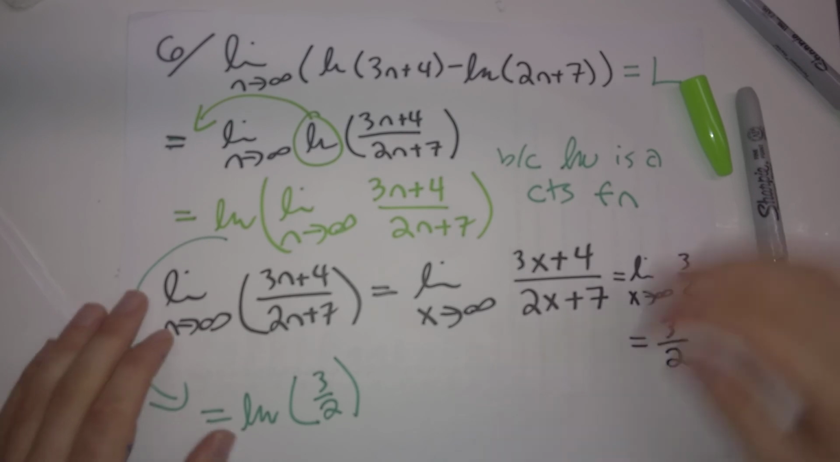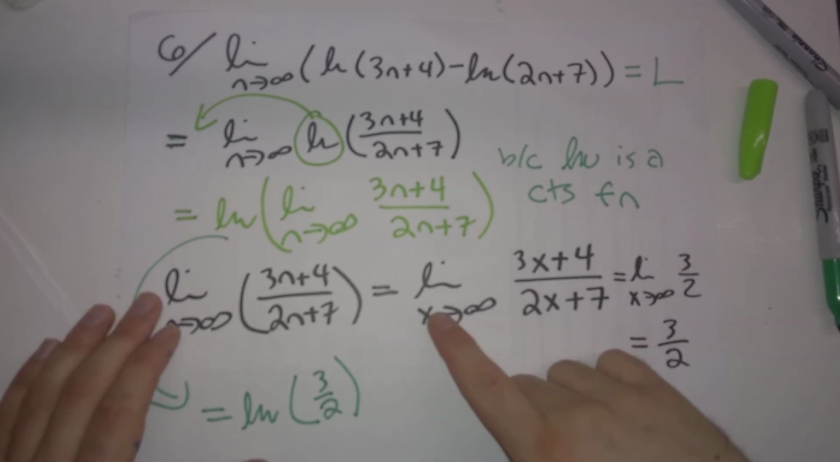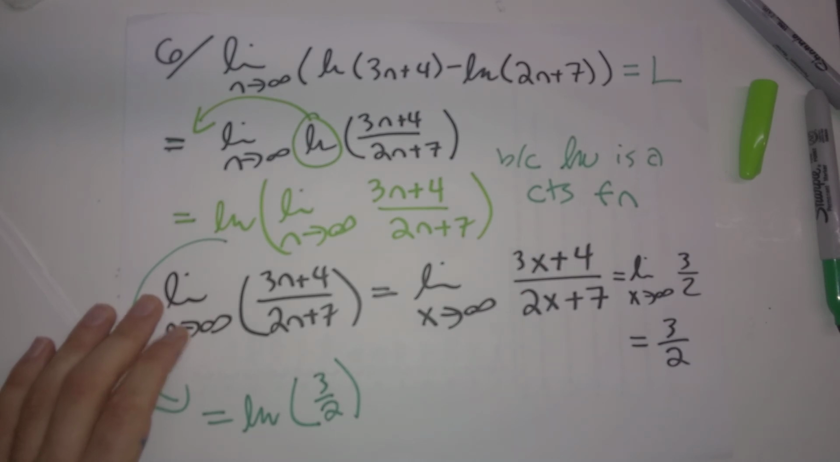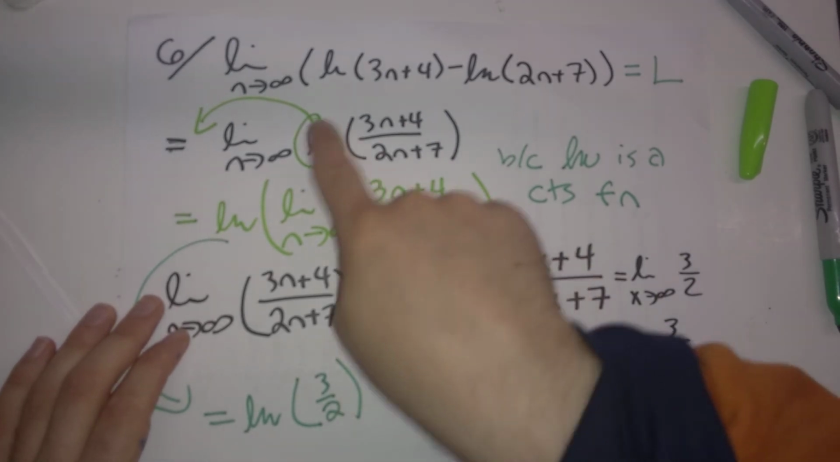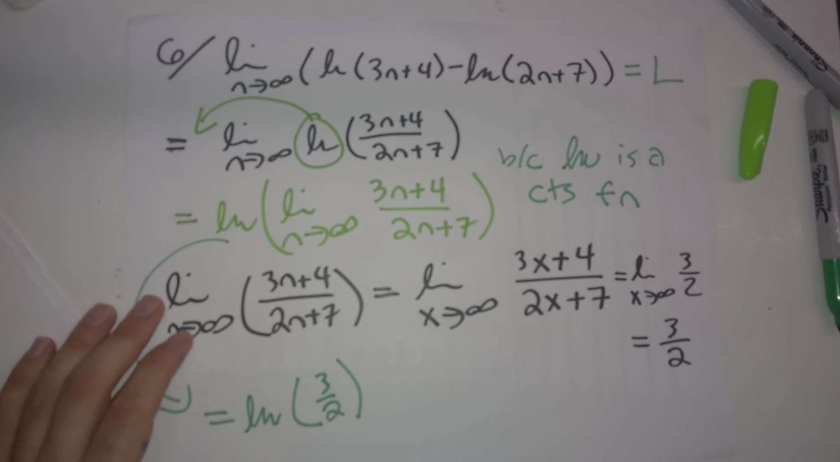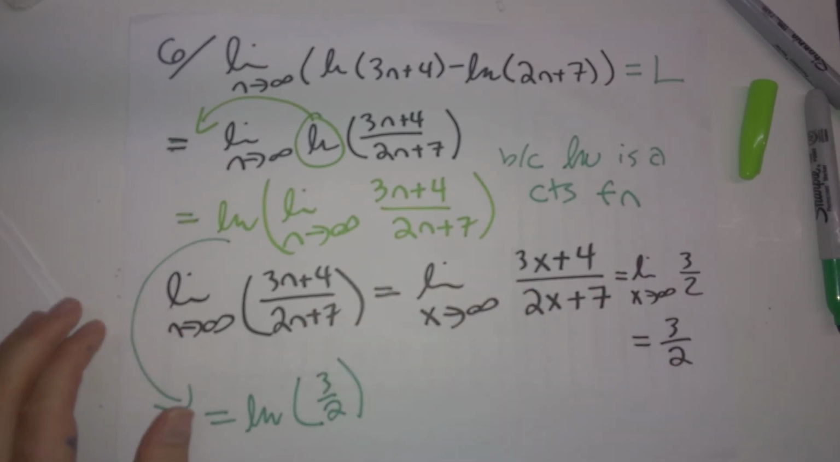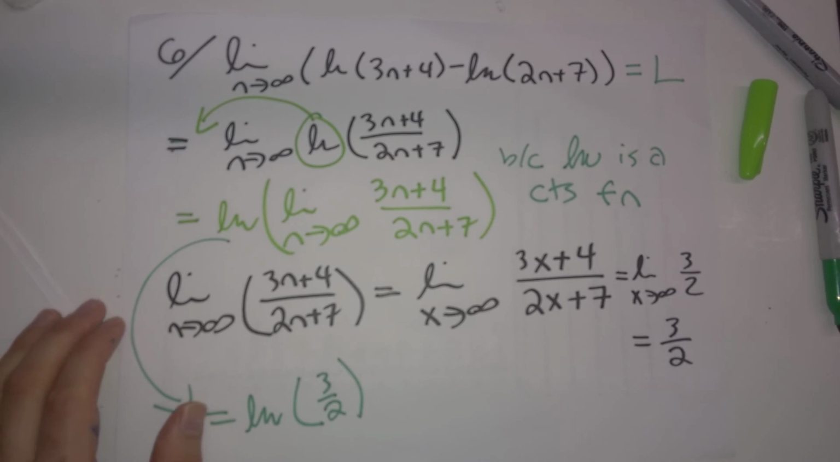So, what are the key things of this problem? Number one is knowing to combine natural logs using the natural log rule. Number two, knowing that you can move this natural log outside the limit. Number three, knowing to replace the n's with x's to use L'Hopital's rule.